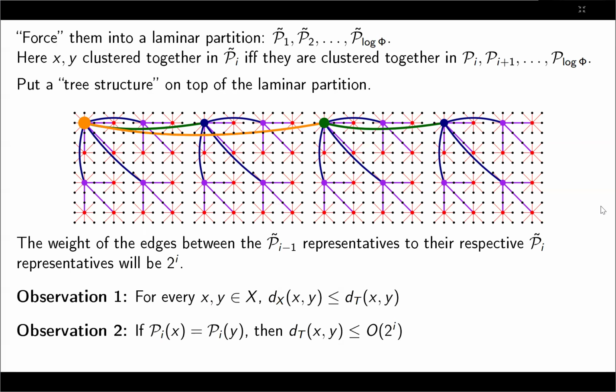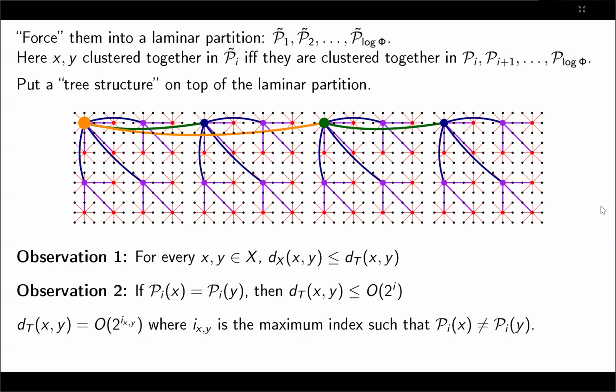So let me just tell, I guess, some people here. This is not the actual thing Bartal did. He used something called HSTs or ultrametrics, but I think this is easier to go over. Yeah, so these are 2 observations that we'll use to see that this thing indeed has small distortion.